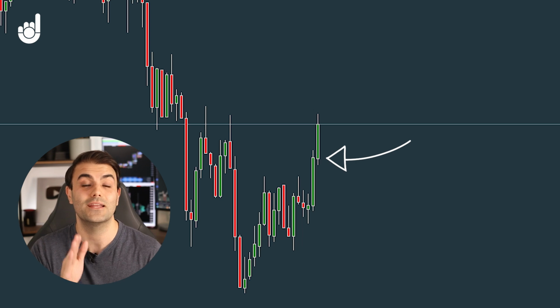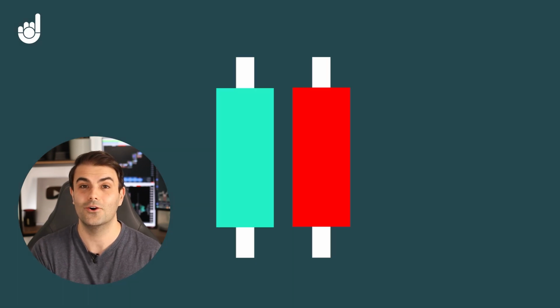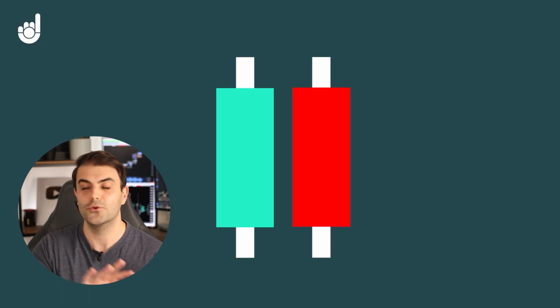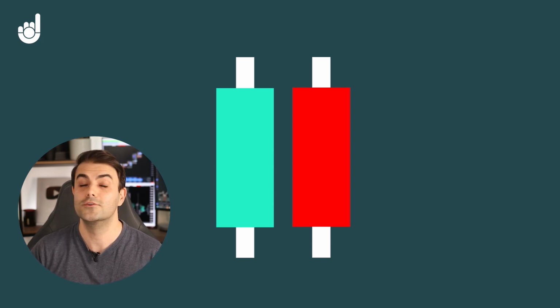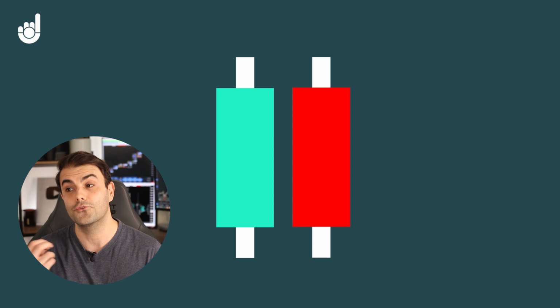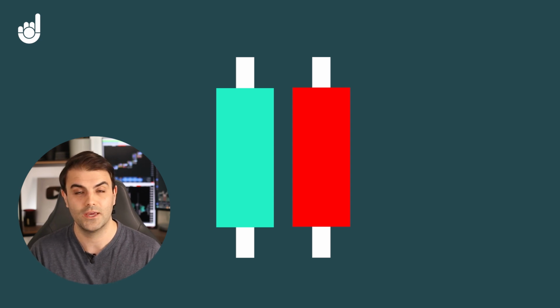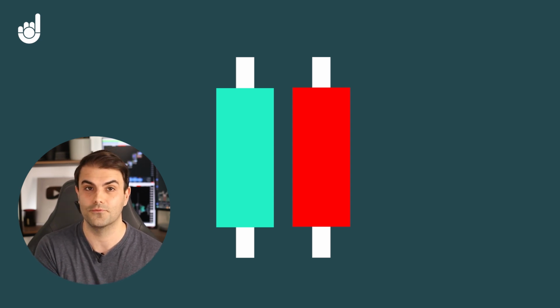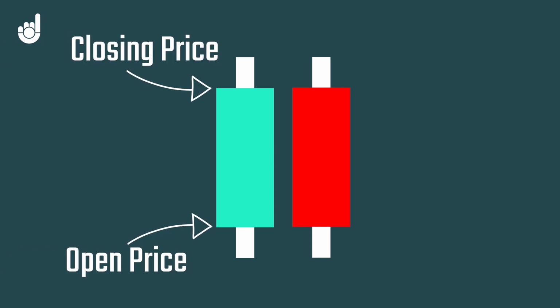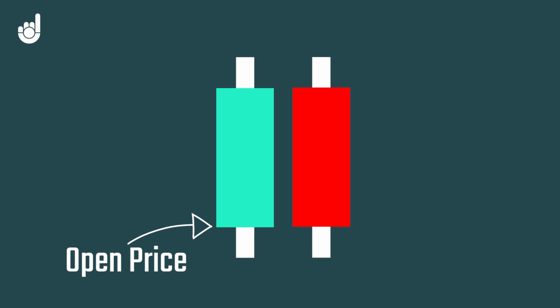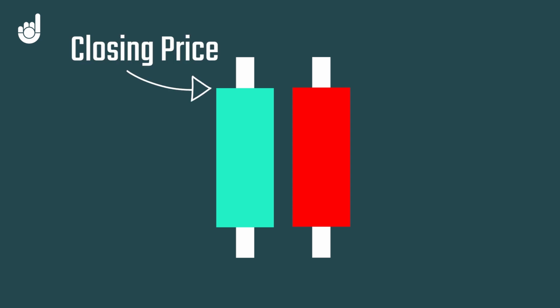But there is an even easier way than that, and we can base it on the color of the candle. Now, you can change these colors to whatever you want them to be inside your charting package, but the most common combination is to have green candles for a bullish move and red candles for bearish moves. So a bullish move means that the closing price was higher than the opening price. So the price went up since the start of that period. Now, since this candle is green, we know it was a bullish move. So this is the opening price and this is the closing price.